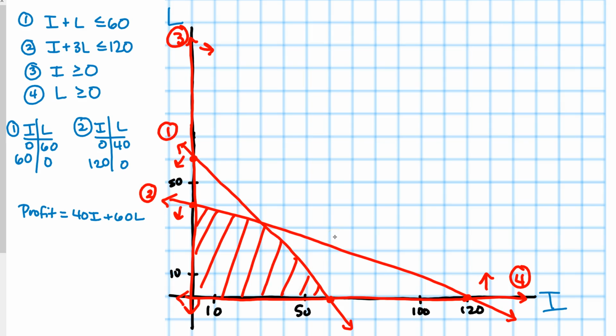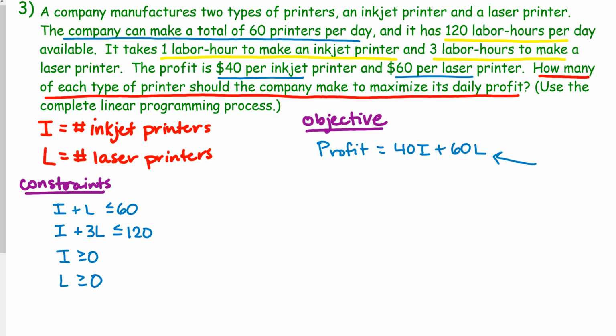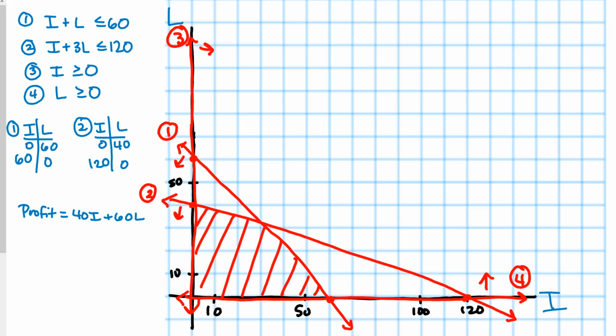So let's look back at our steps. Identify the variables, write the constraints, write the objective function, graph the constraints. Okay, identify the vertices of the feasible region. So the feasible region contains all the points that could be solutions to the system. All the points on the boundaries, because the boundaries are solid lines, and all the points in the interior that we shaded. All infinitely many of those points are solutions to the system, but which point gives you the highest profit? The goal is to find that.